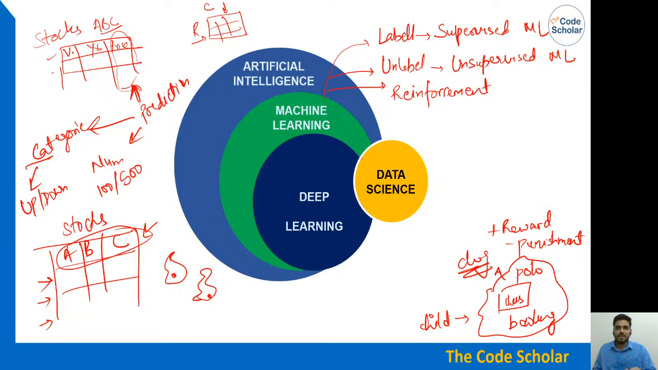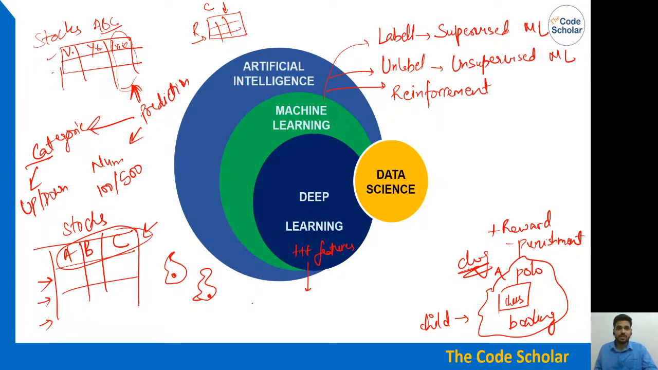Then guys, we have deep learning also. So what is deep learning? There is one significant difference between deep learning and machine learning. Deep learning can work on a lot of features, and here machine learning fails. Machine learning doesn't know how to run on such a vast number of features.